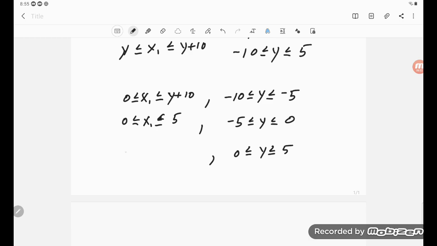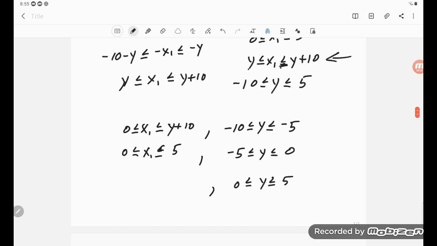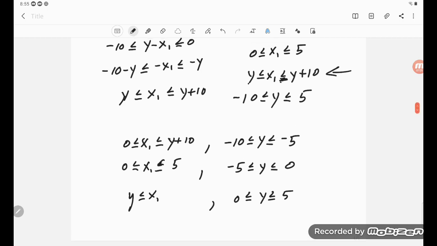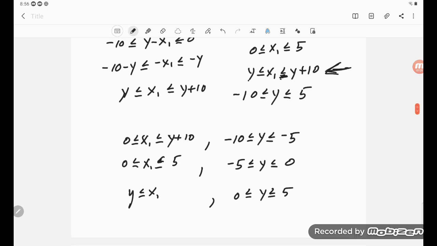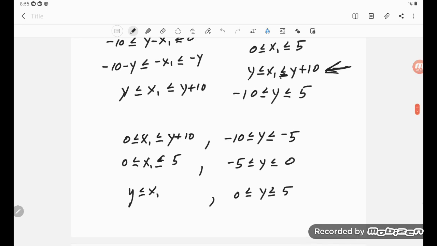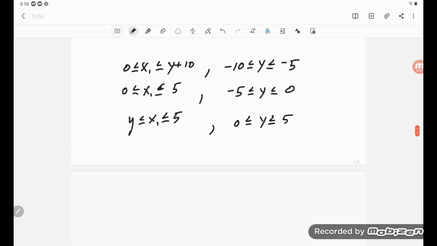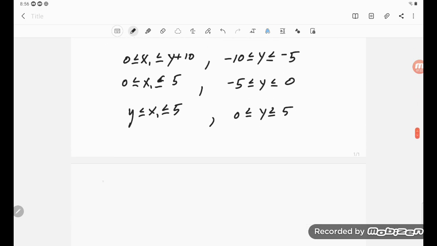In this case, what happens? Well, if y is 0, then we're bounding on the bottom by y. As y gets bigger, the second inequality is impacted. But y plus 10 is always bigger than 5, so x1 can never be bigger than 5. So we have that. And so now we start our integrals.